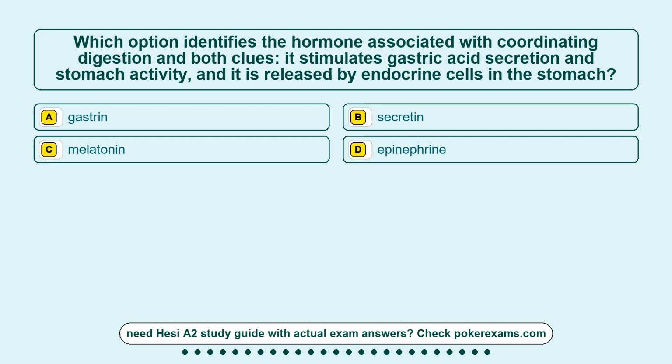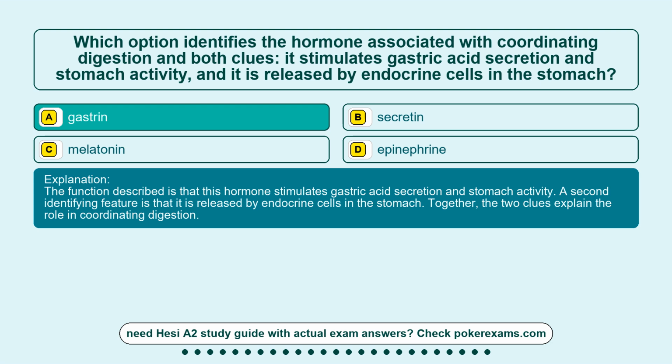Question 4. Which option identifies the hormone associated with coordinating digestion and both clues? It stimulates gastric acid secretion and stomach activity, and it is released by endocrine cells in the stomach. Option A, gastrin. Option B, secretin. Option C, melatonin. Option D, epinephrine. The correct answer is option A, gastrin.